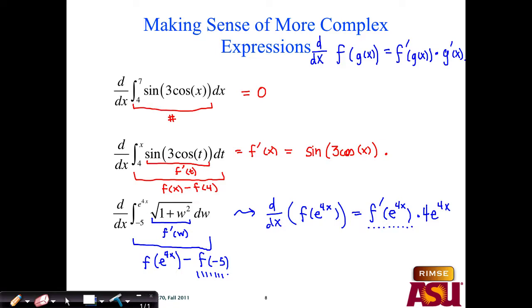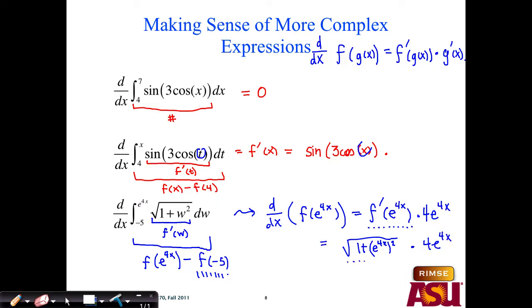Well, it's like last time. F prime of t, we were able to convert it to f prime of x by just swapping out the t for an x. F prime of w is the square root of 1 plus w squared. F prime of e to the 4x should be the square root of 1 plus e to the 4x quantity squared, which you could simplify if you felt like it, but we don't need to. And then times 4e to the 4x.